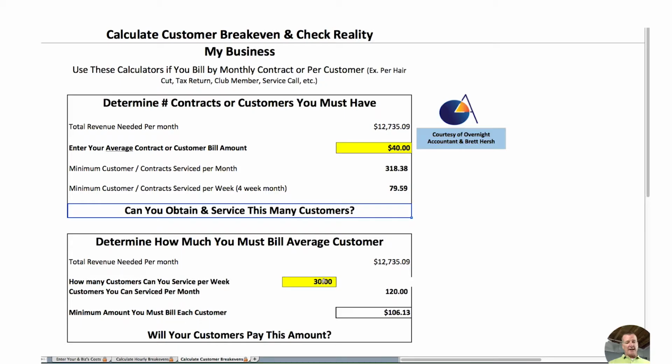Down here at the bottom section of the spreadsheet, we have it worked out to determine how much you must bill your average customer. Let's say you have a production constraint where you can only serve so many customers per week or per day. This allows you to see what you're going to have to bill. It's a very useful tool. Let's say, due to whatever constraints you have, you can only service 50 customers per week. That means you have to have 200 customers per month to break even and pay your bills, but instead of billing them 40, you're going to have to bill them $63.68 per month on average to break even.